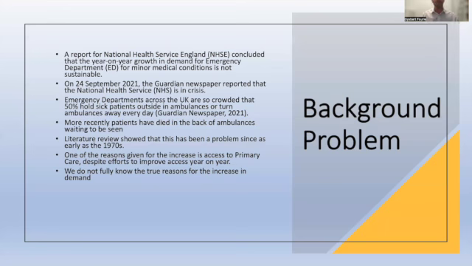As background to the problem, a report for NHS England concluded that the year-on-year demand and growth for emergency department care for minor medical conditions is not sustainable. On the 24th of September 2021, the Guardian newspaper reported that the NHS is in crisis. Emergency departments across the UK are so crowded that 50% hold sick patients outside in ambulances or turn them away completely. As you're also aware, we've heard that this year, there's also been deaths of patients waiting in the back of an ambulance for the care that they need.